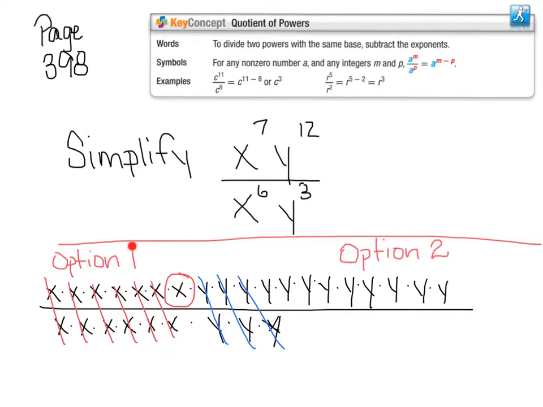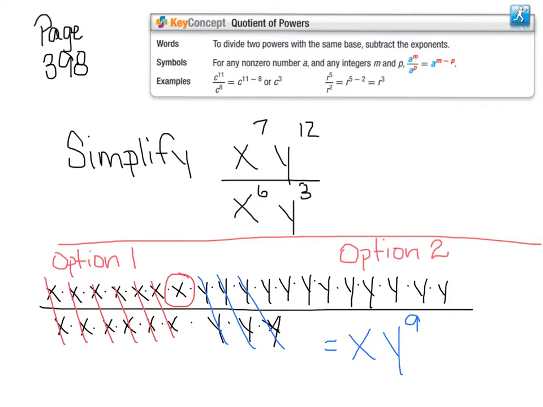Okay, and I have an x left. So my answer here would be x, and then I count the number of y's I have left. 1, 2, 3, 4, 5, 6, 7, 8, 9. So your answer would be x y to the 9th.